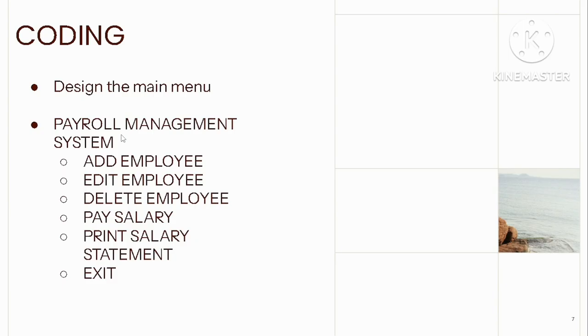Okay. So how am I going to design the main menu? When I run the program, this will be shown first. What will be shown? The heading Payroll Management System, and these choices will be shown for the user. So if I click option 1, employee should be added, option 2, edit, option 3, delete, option 4, pay salary, 5 is salary statement, 6 will exit from the project. So this is the order in which I am going to do the coding. So let me show you the demo of how I am going to do the code for this project.